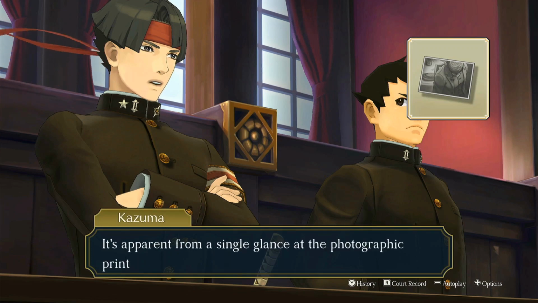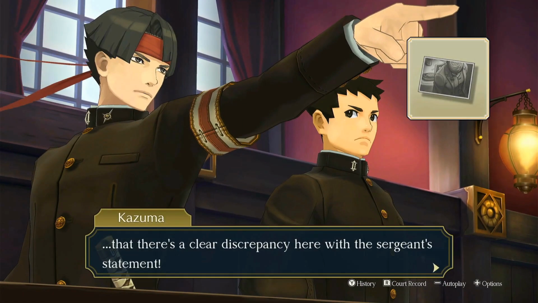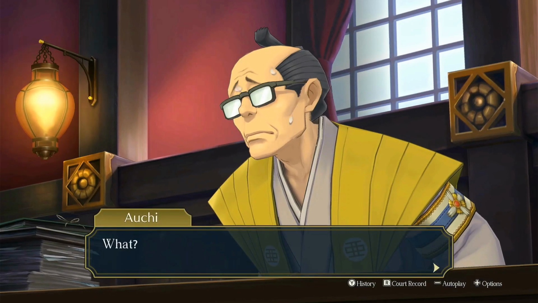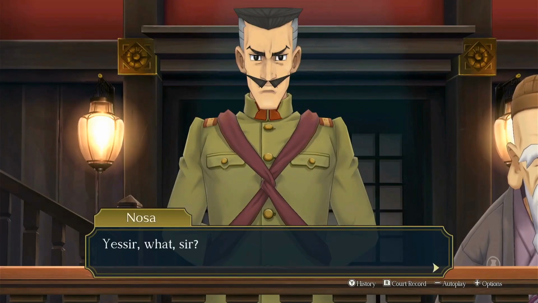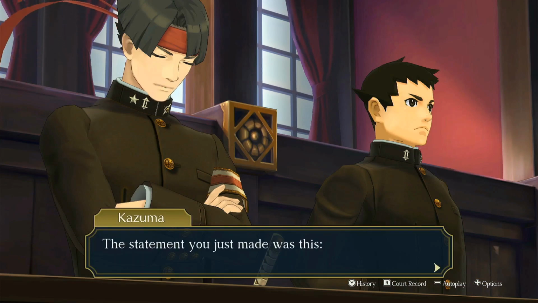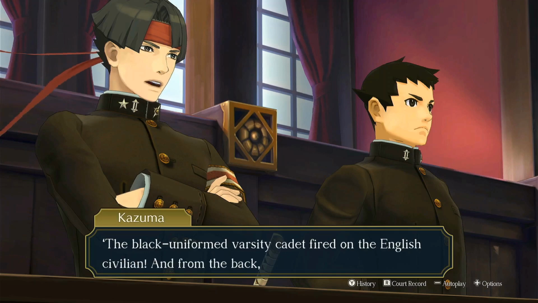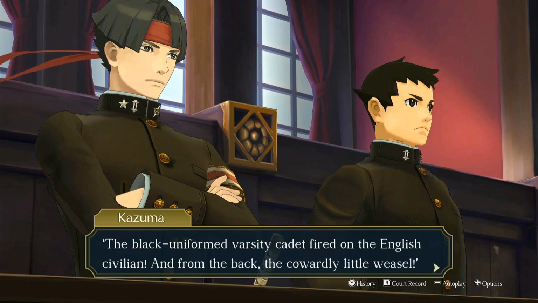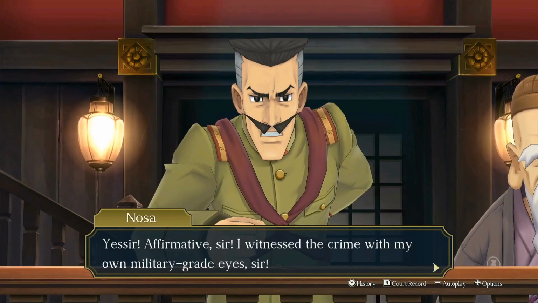It's apparent from a single glance at the photographic print presented by the defense that there's a clear discrepancy here with the sergeant's statement. What? Sergeant Yesanosa. Yes, sir. What, sir? The statement you just made was this. That black uniformed varsity cadet fired on the English civilian, and from the back, the cowardly little weasel. Yes, sir. Affirmative, sir. And I witnessed the crime with my own military-grade eyes, sir.